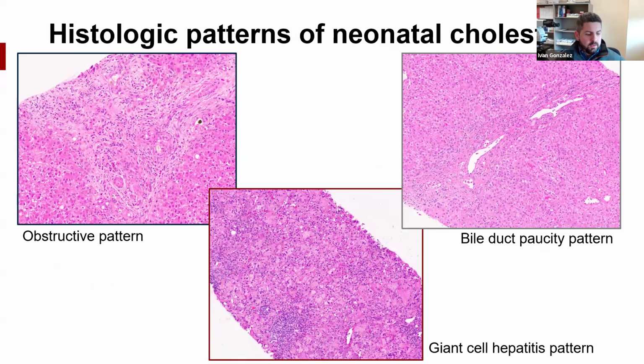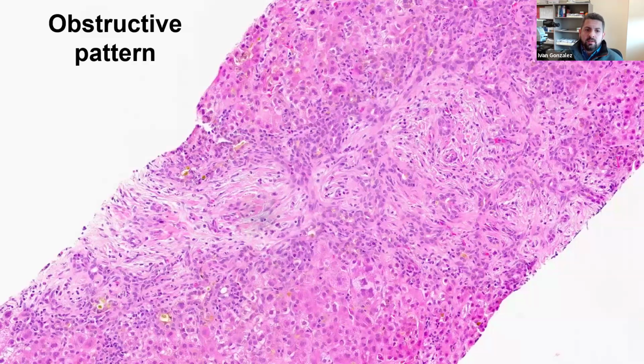So the obstructive pattern. This is a classic photograph of an obstructive pattern where you have your portal tract expansion, you'll see portal stromal edema, you'll see an extensive ductular reaction. And the ductular reaction is accompanied, as you can see here, by a periductular neutrophilic infiltrate around the ductules. And very importantly, you have a lot of bile plugs. So you have bile plugs within your bile ductules, and also you have a bile duct proliferation.